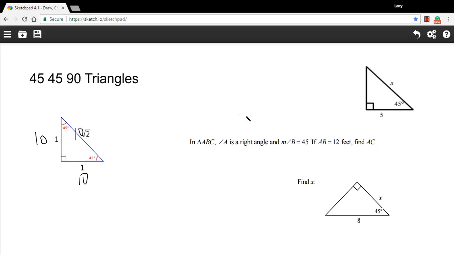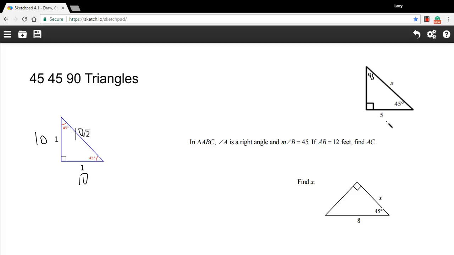Let's look at a couple of problems here. In this one, we've got a 45-45-90 triangle. I know that because I've got a right angle here, that's the 90, and I've got a 45 here. That leaves 45 left over. So this is definitely a 45-45-90 triangle. And I've got this side.